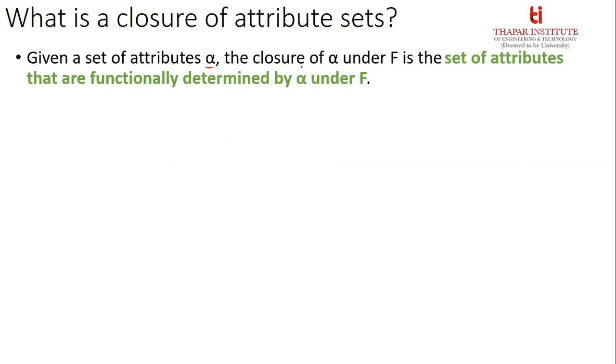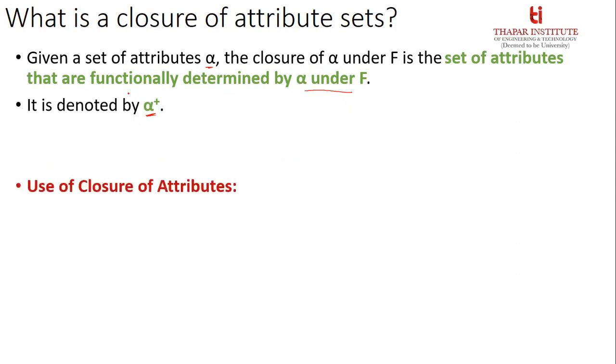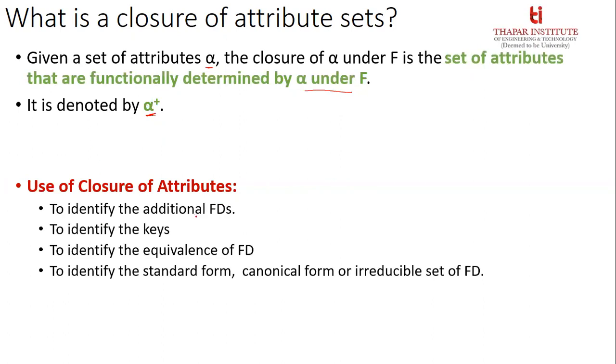Now you have to identify the closure of alpha under F, that is, the set of attributes that are functionally determined by alpha under F. It is denoted by alpha plus. So how can you identify the closure of attributes? That we have to see. You can use the closure of attributes for identifying additional functional dependencies, identifying keys, checking the equivalence of FDs, and identifying standard form and canonical form or irreducible set of the FDs.